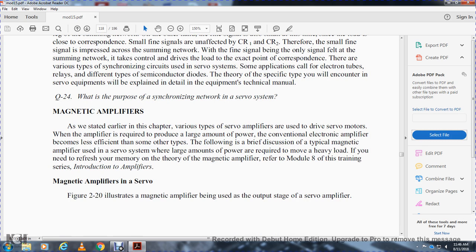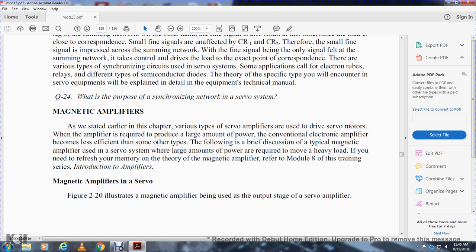As we stated earlier in the chapter, in the various types of servo amplifiers, to drive the servo motor, the amplifier is required to produce a large amount of power. Conventional electronic amplifiers become less efficient in this case. In a brief discussion of the typical magnetic amplifier servo system, a large amount of power is required to move a heavy load. If you need a memory refresher, there are three magnetic amplifiers referred to in module 8 of the training series, the introduction to amplifiers.